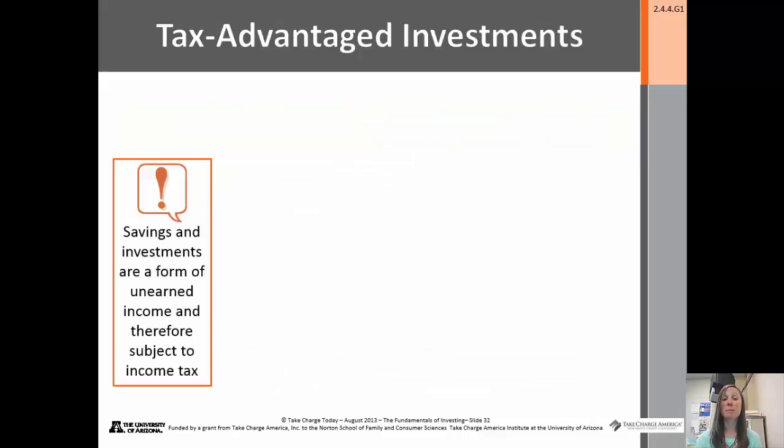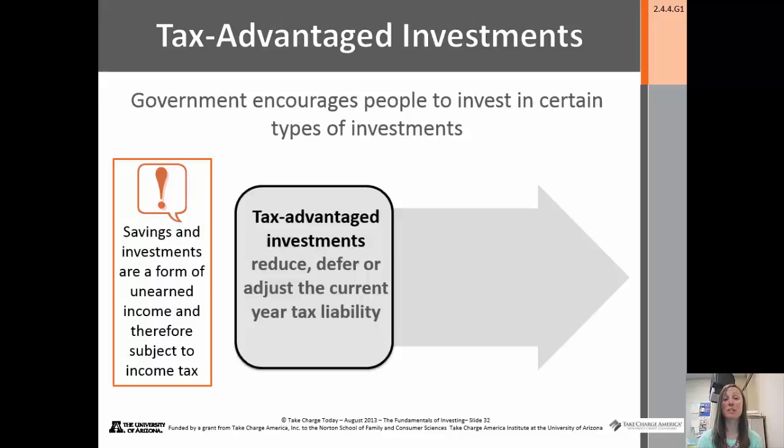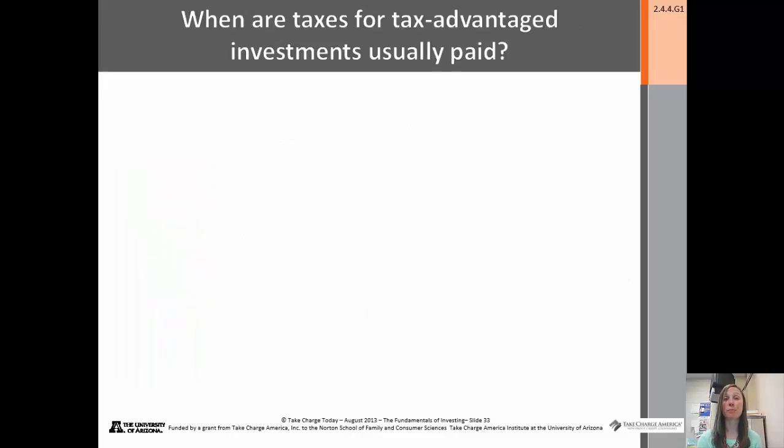So, tax advantage investments. Savings and investments are a form of unearned income, and therefore they are subject to income tax. So the government encourages people to use certain types of tax advantage investments. They reduce, defer, or adjust the current year tax liability. That means you're not paying taxes either now, or you're paying less of them. It just depends. They're most common for retirement and education.